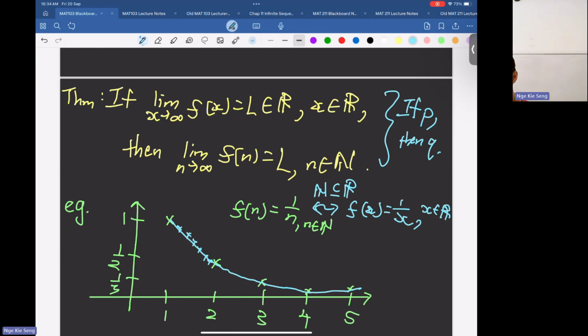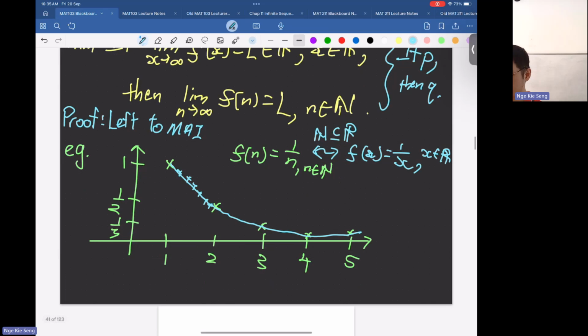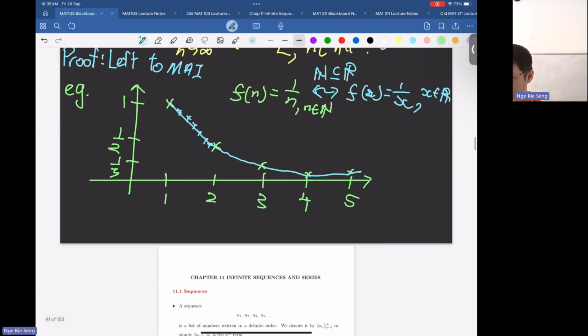So this is how you get from a sequence to a real-valued function. Meaning, if you want to find a limit for a sequence, you can use calculus 1 knowledge to find the corresponding limit for the real-valued function. For this proof, we won't prove it, so leave it for MA1, or you can try and prove this in your project. So let's see how we use this statement here.